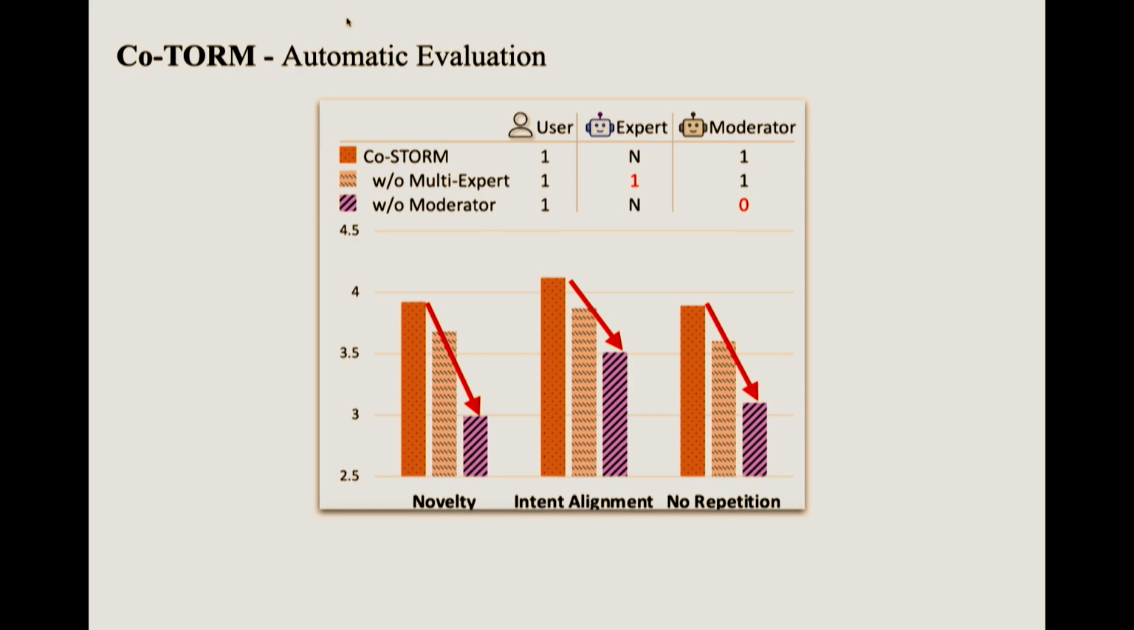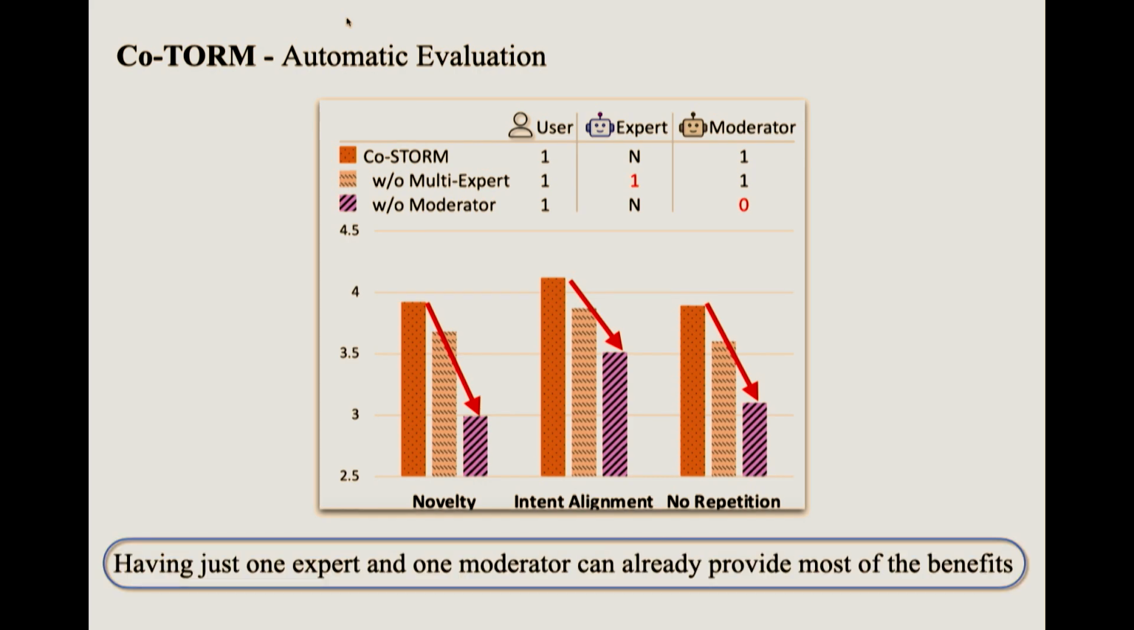We see that the novelty, the alignment with the user's interest, and the non-repetition drop significantly without those two roles. So we can see that the different perspectives and the moderator holistically contribute to the effectiveness of Co-STORM. And we can see that having just one expert and one moderator can already provide most of the benefits, so users can choose how many experts they want to speak to.